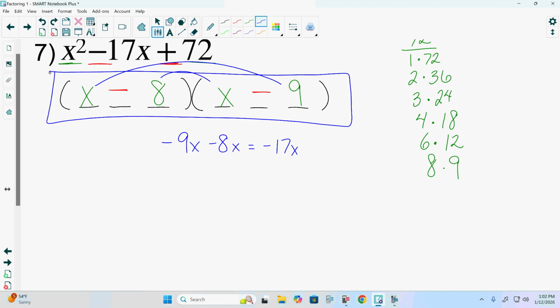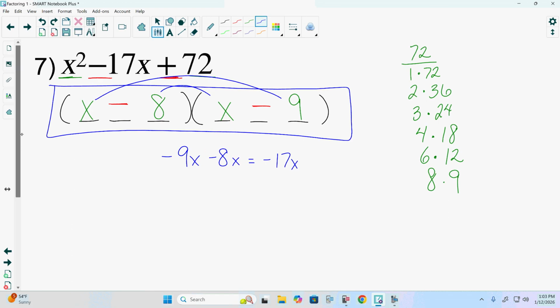So x minus 9 times x minus 8 are the correct factors because it does indeed give us the correct middle term. Questions on how we got this here? We ready for the next one?